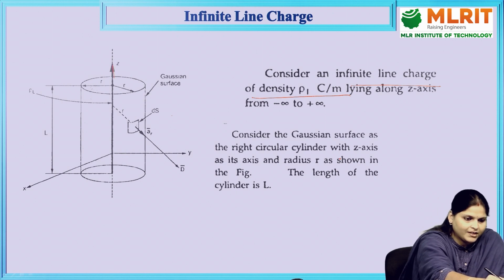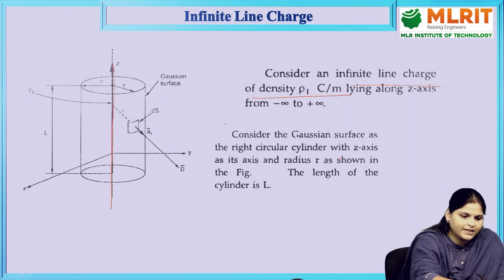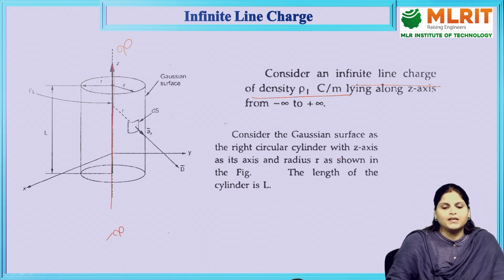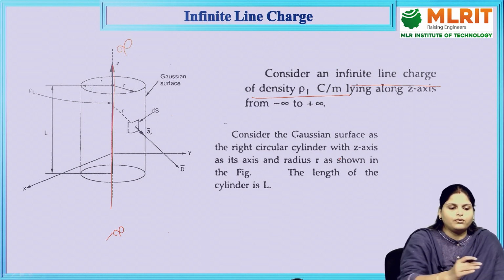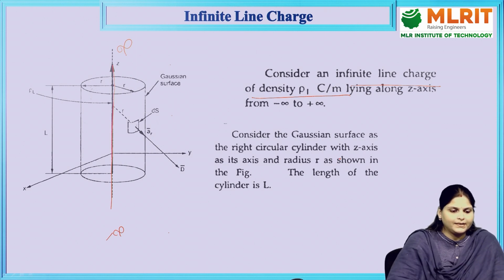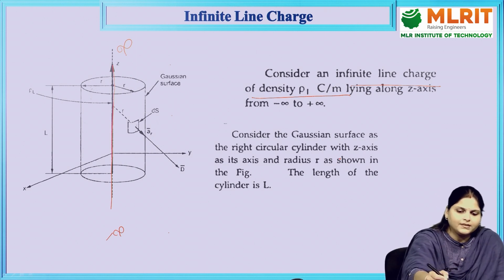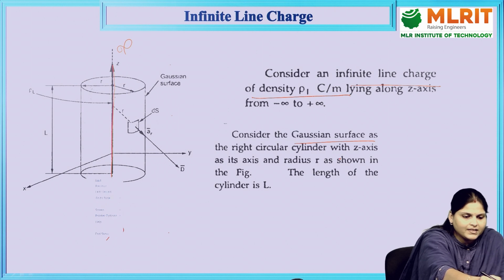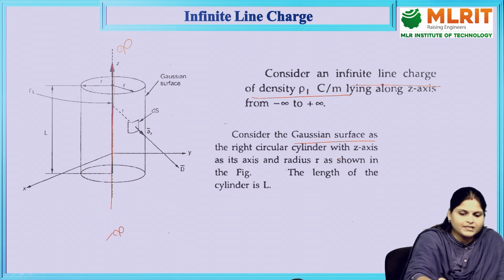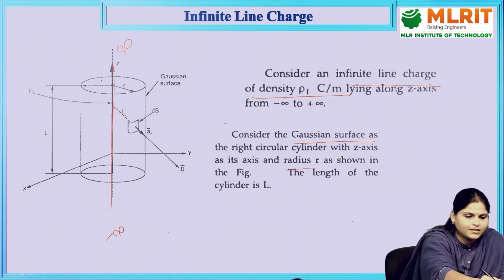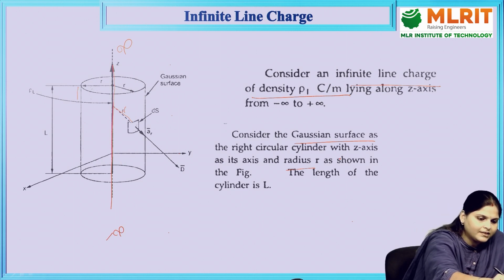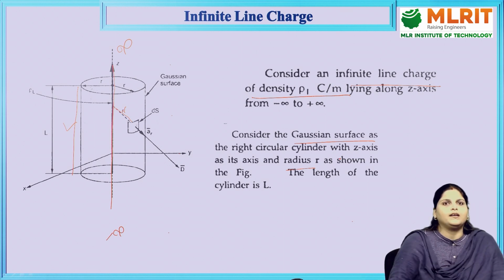Here in this diagram you can see it is lying on the z axis, and the z axis is extending from minus infinity to plus infinity. So we have considered a cylinder. Now you consider the Gaussian surface as a right circular cylinder with the z axis as its axis and radius r as this, and the length of the cylinder is given by L.